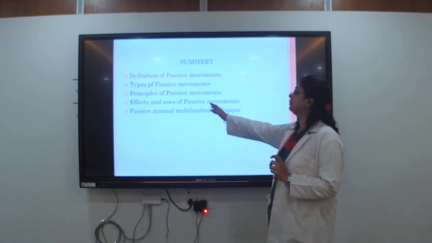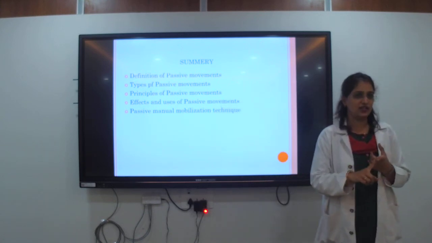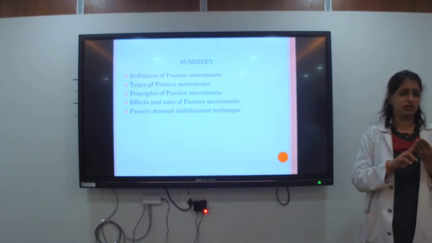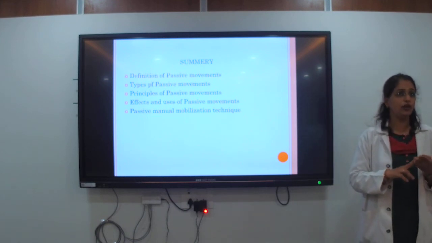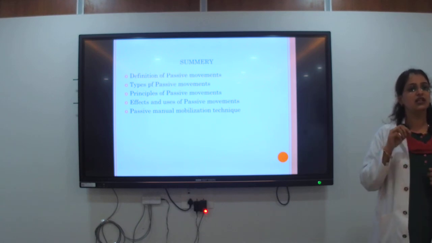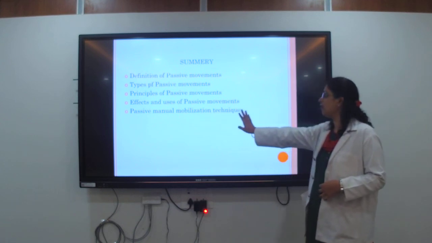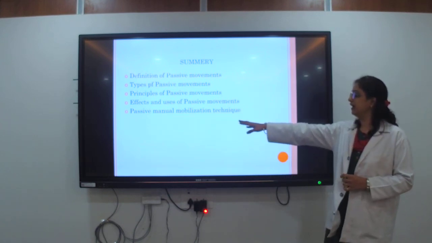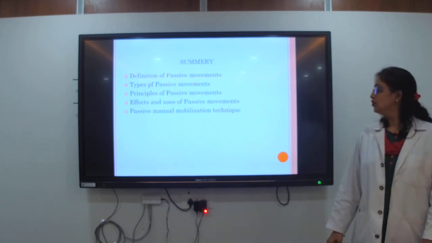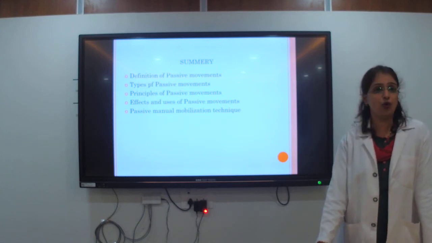Then we have seen the principles of passive movement. In that first one is relaxation, second one is fixation, third one is support, fourth is traction, fifth is range of motion, and sixth is speed and duration. After that we have seen the effects and uses of passive movements, and after that we have seen the passive manual mobilization techniques. So this way I conclude this lecture.